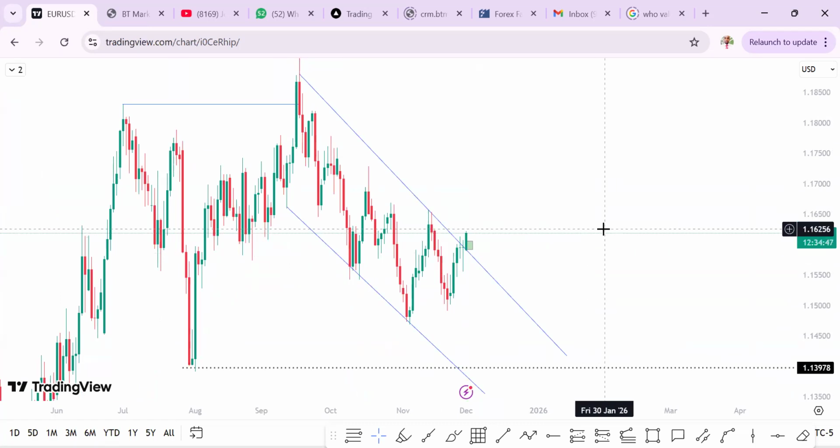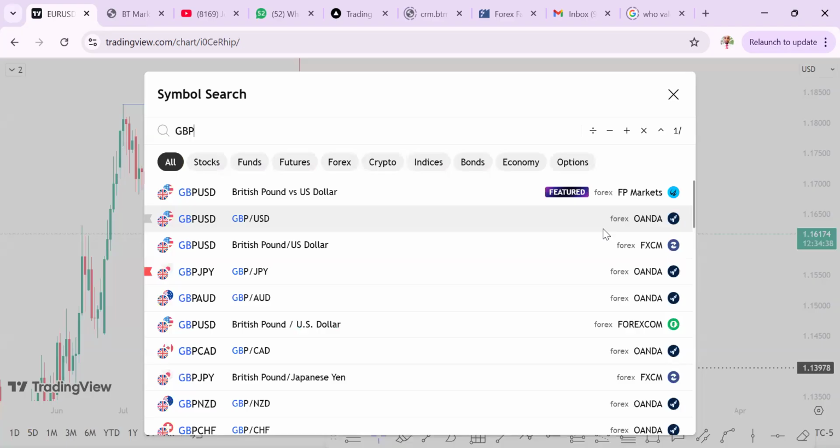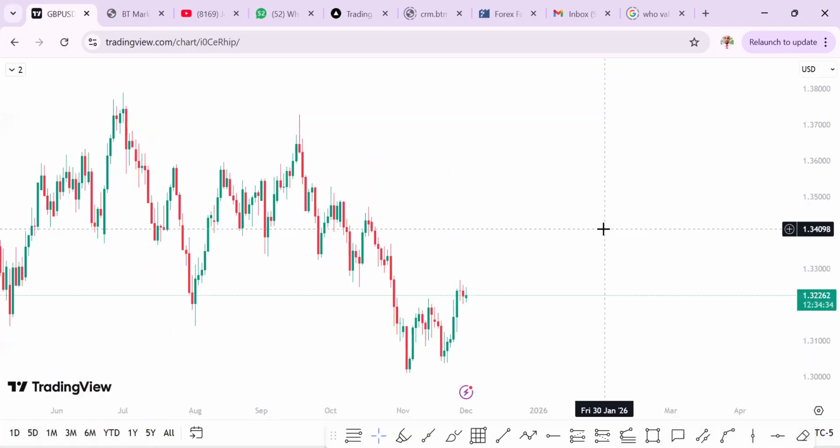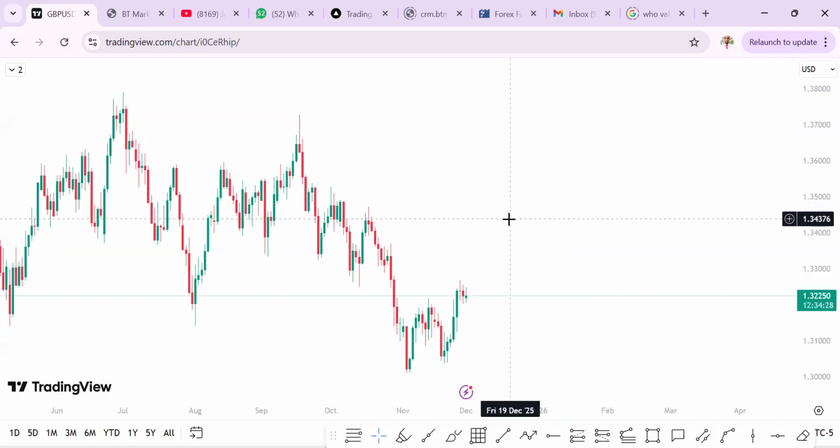So we move from Euro USD now. Let's move to GBP USD. So GBP USD, this guy is bullish. It's already bullish, but all we need now is to look for a place to get into the trade, right?